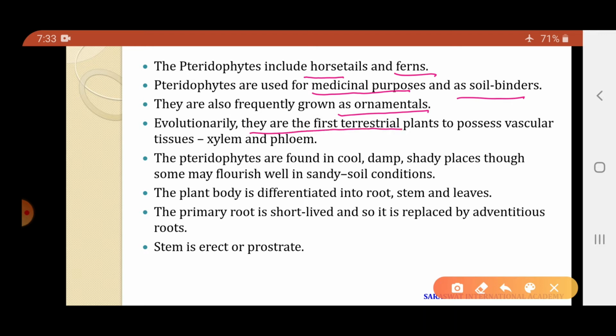Evolutionarily, they are the first terrestrial plants to possess vascular tissues. As I told you earlier, they are the first plants to possess xylem and phloem. They are found in cool, damp, shady places, though some may flourish well in sandy soil conditions. In bryophytes, the body was not differentiated into roots, stem and leaves. But in pteridophytes, the plant body is differentiated into root, stem and leaves.